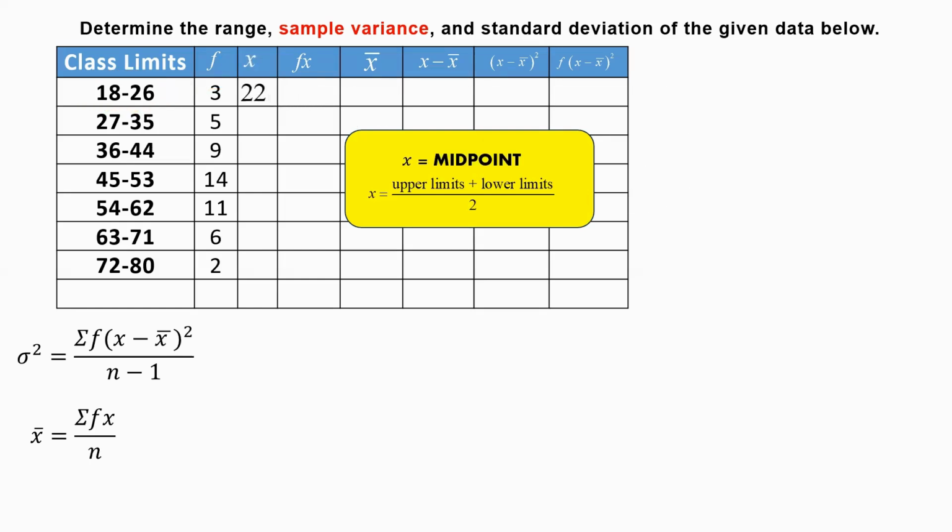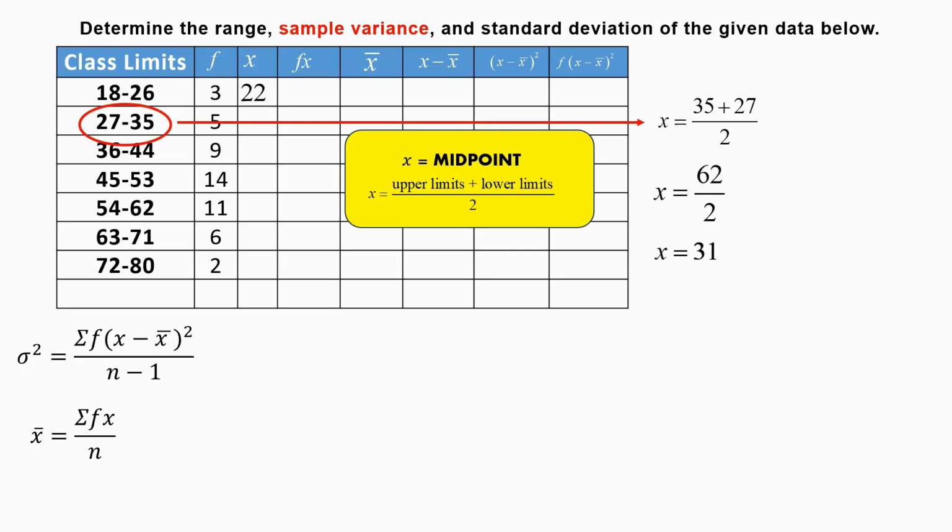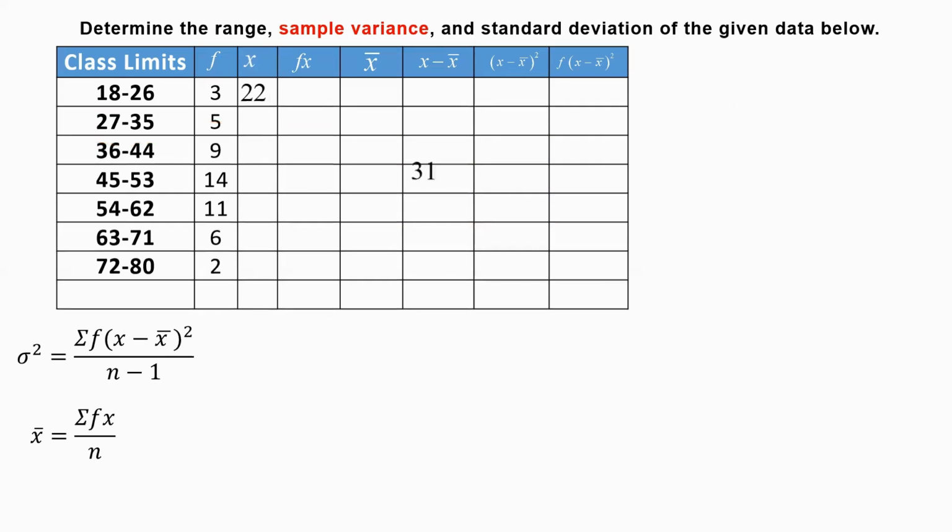So now let's take a look at the second row. We have 35 for the upper limit and the lower limit is 27. The sum of that is 62, and divided by 2, we have 31. So 31 is the midpoint of the second row. You will do the same thing until you meet the bottom part. Okay, so now we have the midpoints, which are 22, 31, 40, 49, 58, 67, and then 76.